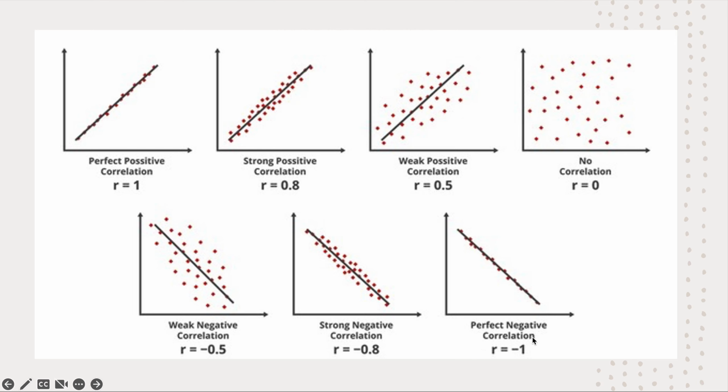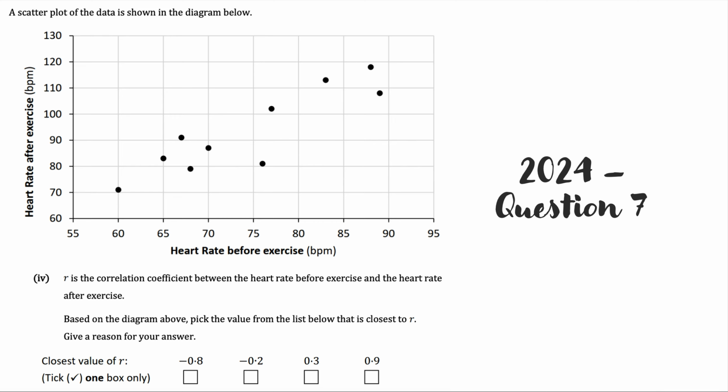So what you need to remember is positive correlation results in positive numbers, negative correlation results in negative numbers, no correlation is 0. The closer you are to 1, the stronger it is. The closer you are to 0, the weaker it is. So let's take a look.